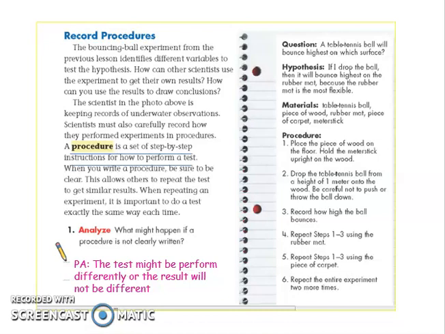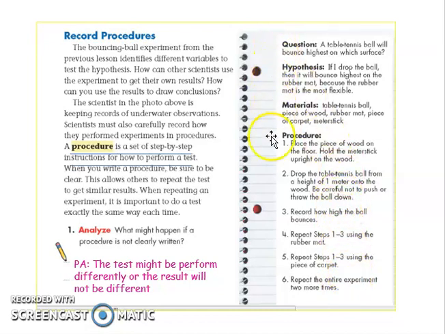Scientists record their data. When they do an experiment, they make a record. So how do they do that? The first step, girls, is they record the procedure. A procedure is a set of step-by-step instructions for how to perform a test. Without the instructions, it will be chaos. It will be hard to do another experiment without a procedure or a list of instructions.